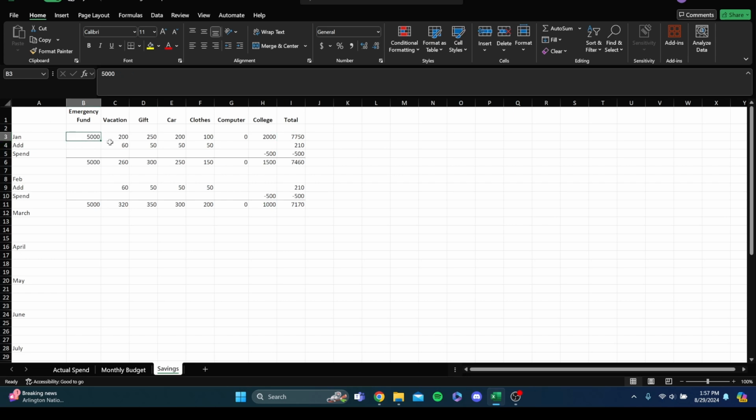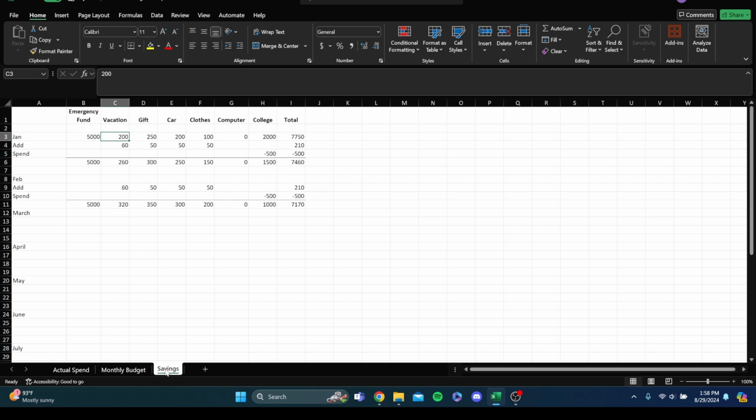$5,000 of that is in your emergency fund, right? And this is January, the month of January. $5,000 is in your emergency fund. $200 is what you're putting into vacation money, right? So this is money that you're setting aside for a vacation. You have $250 for gifts set aside in your savings right now. $200 for a car, $100 for clothes. You don't have anything for the computer. You have about $2,000 for your college money.